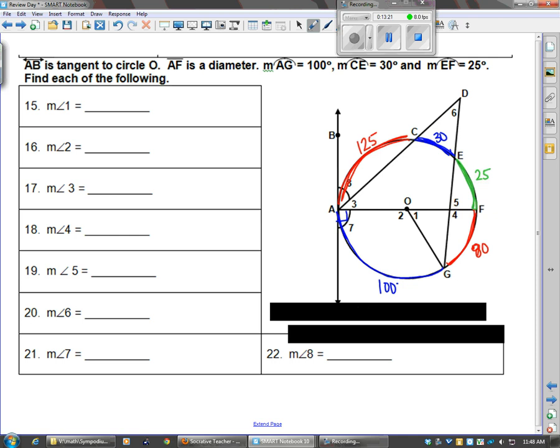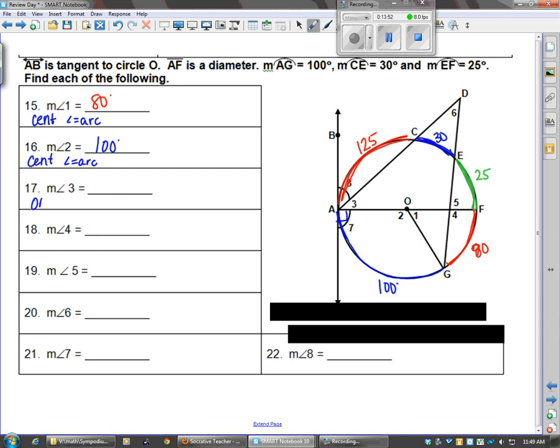Okay, angle 1, the vertex is at the center, so the angle equals the arc. Probably you can see that angle 1 intercepts the arc of 80 degrees, so it's just 80. Angle 2, same concept. It's at the center. Angle equals arc, so it's 100 degrees. You might have also noticed that 1 and 2 are a linear pair, so you could have gone that route as well.